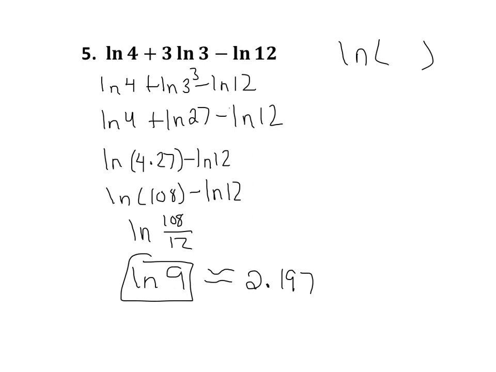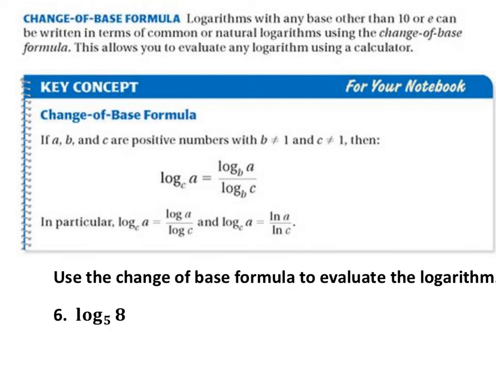Alright, let's take a look at a little bit more. Here we have the change of base formula. Logarithms with any base other than 10 or e can be written in terms of common or natural logarithms using the change of base formula. This allows you to evaluate any logarithm using a calculator. Remember, on your calculator you can only do natural log or base 10. So, if a, b, and c are positive numbers with b not 1 and c not 1, then log base c of a equals log base b of a divided by log base b of c.